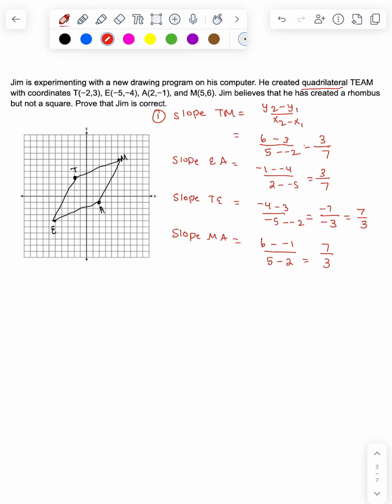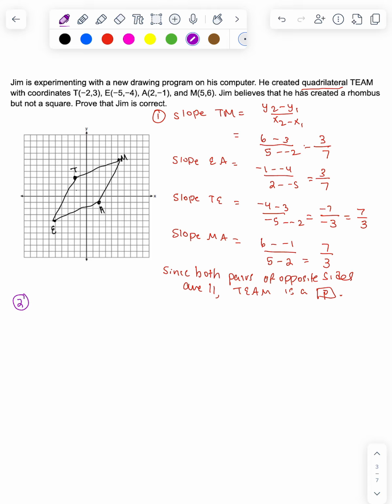So I'm going to write down how I know it's a parallelogram. Since both pairs of opposite sides are parallel, TEAM is a parallelogram. And parallelogram is the only quadrilateral that has a symbol. Now, I need to show that it is a rhombus.